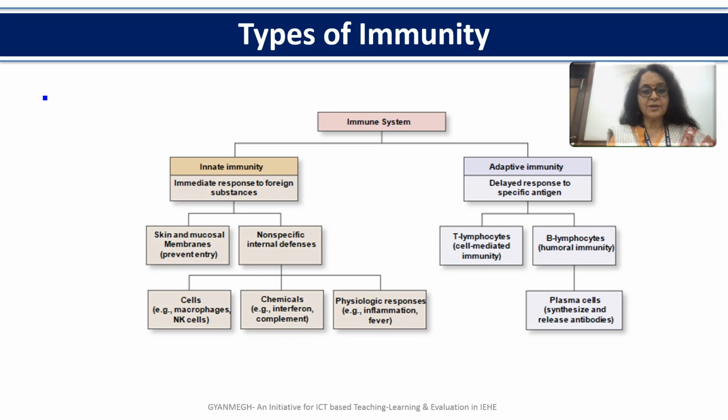This is a flowchart of the immune system, which consists of innate immunity and adaptive immunity. Innate immunity is an immediate response to foreign substances. Adaptive immunity is a delayed response to a specific antigen. In innate immunity, skin and mucosal membranes prevent entry, and there are non-specific internal defenses such as cells, for example macrophages, natural killer cells, chemicals like interferons, complement proteins, physiological responses like inflammation and fever, and the plasma cells which are synthesized in the blood.